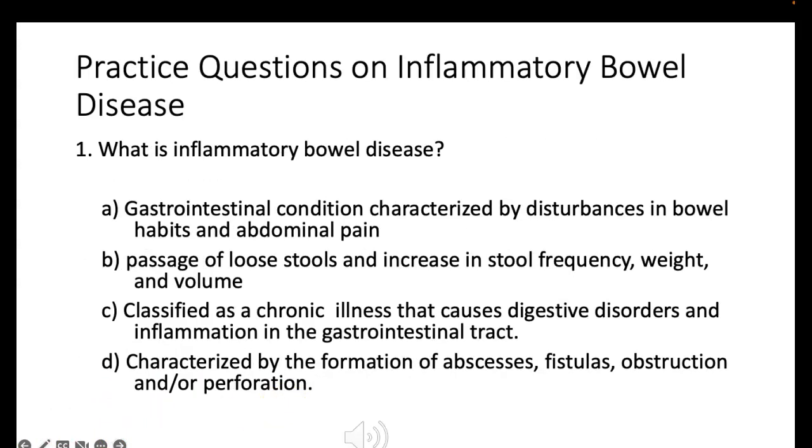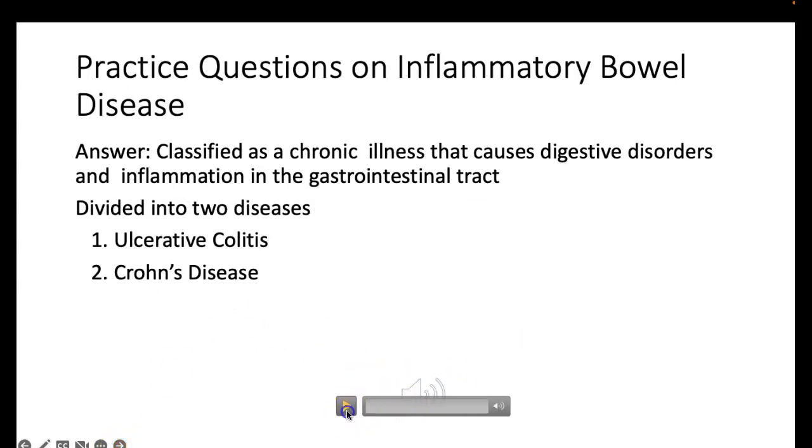All right, now it's time for some review of some of the things I presented. We'll start with what is inflammatory bowel disease. Hopefully you remembered that inflammatory bowel disease is classified as a chronic illness that causes digestive disorders and inflammation in the GI tract. It's divided into two parts, which are ulcerative colitis and Crohn's disease.